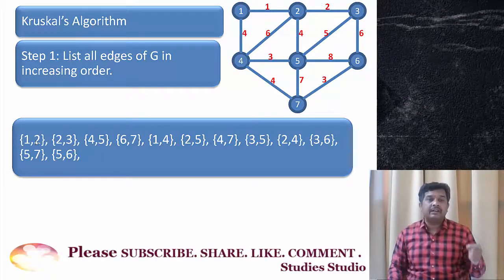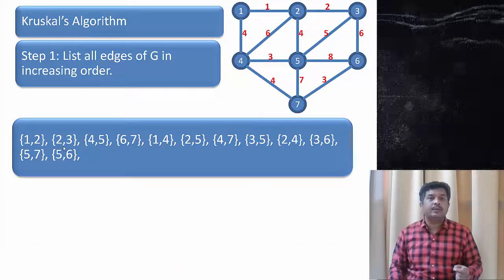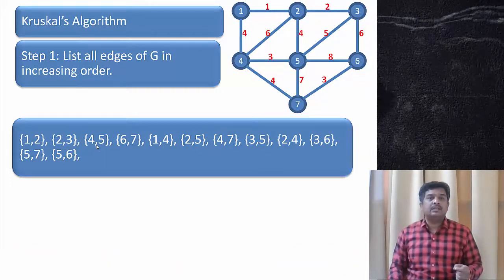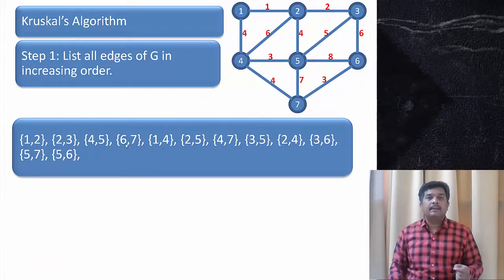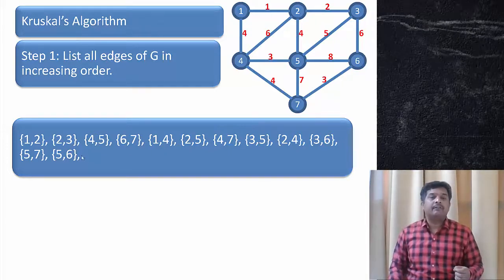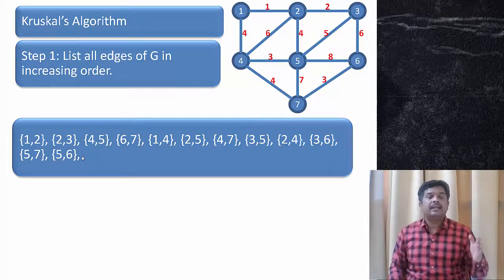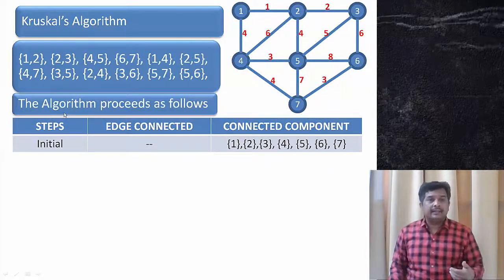So 1 and 2 we have written first, then value 2 is there from 2 and 3, so 2 and 3, then the next value is 3, that is between 4 and 5. Next value between 6 and 7, that is also 3. So in this way, we have listed the edges in increasing order. Let us try to proceed with the algorithm.